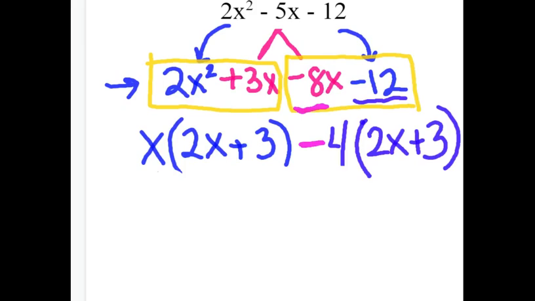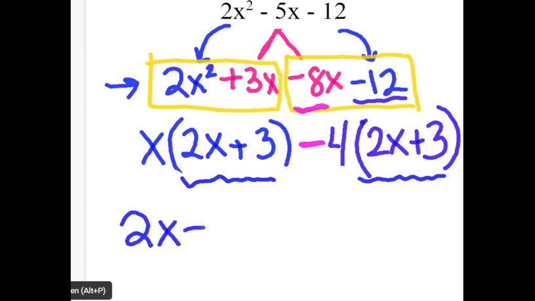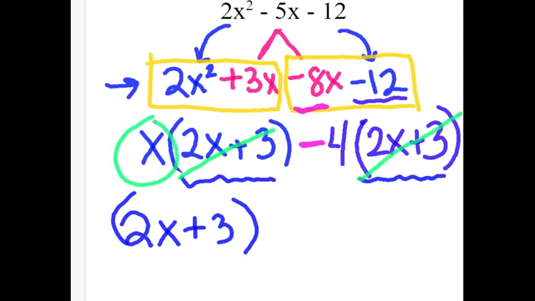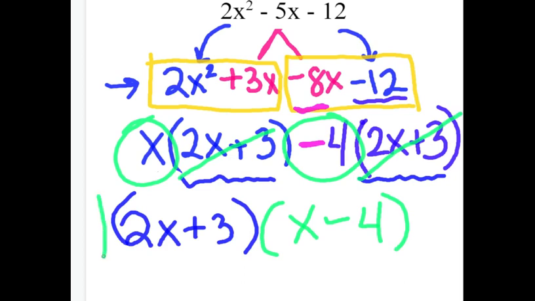All right, now I'm going to take a look at my greatest common factor. Here again, you'll see that this binomial repeats. So I'm going to take it out. 2x plus 3, put it in parentheses. Now, what's left over? I'm going to take that out, and what's left over is an x and a minus 4. So in the other parentheses, I have x minus 4, and that's factored.